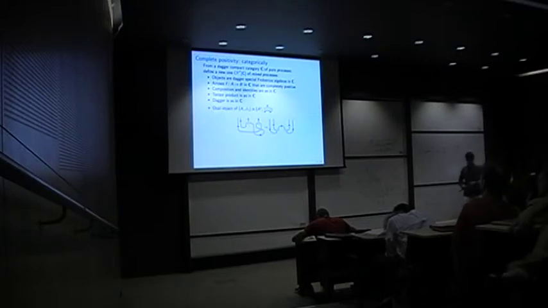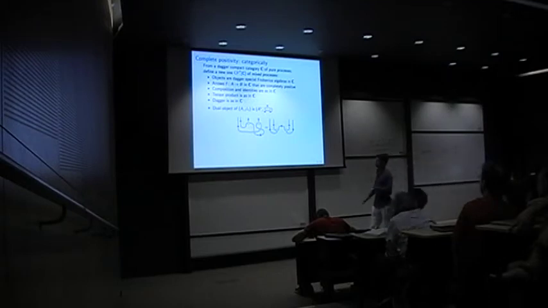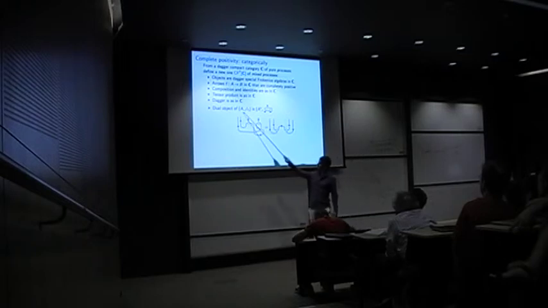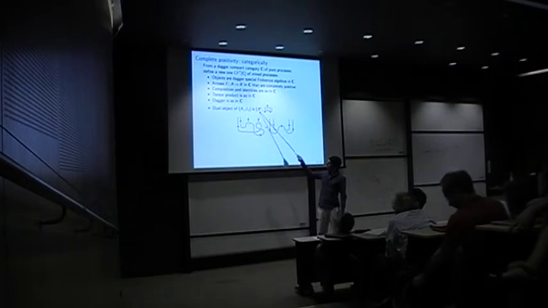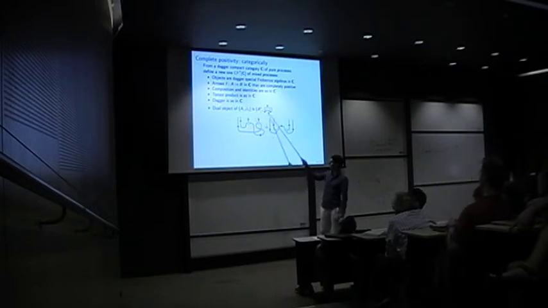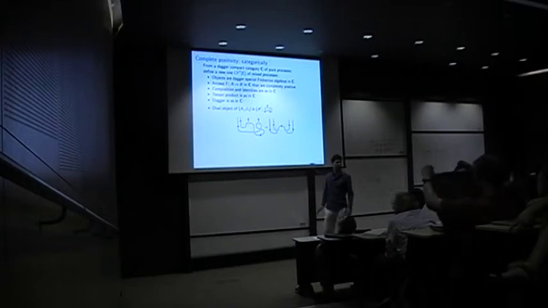The one funny bit is I have to tell you what the cups and caps are, in other words, what the dual objects are. The dual object of some Frobenius algebra in the old category is going to be some Frobenius algebra on the dual object of the old object. So you have to insert this swap and turn the arrows around, if you like.